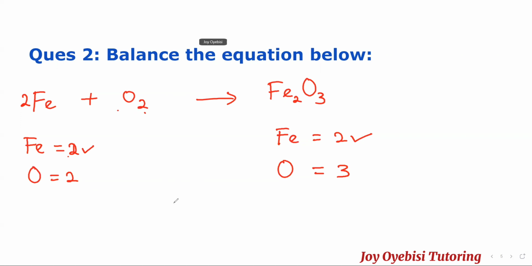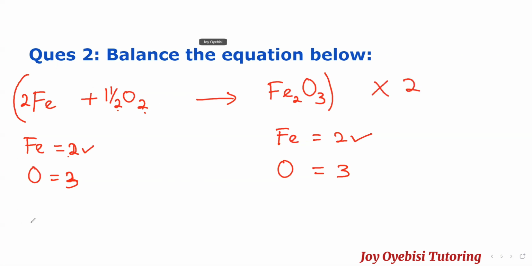You need 3 on both sides. If I add 1.5, 1.5 times 2 makes it 3. So that would be balanced. But then you can't leave this equation like that. So you're going to have to multiply the whole thing by 2.